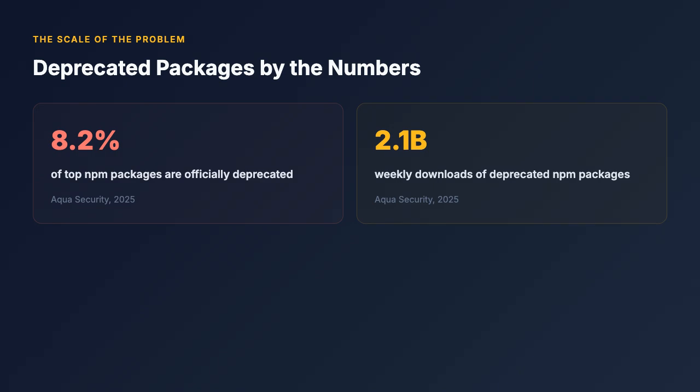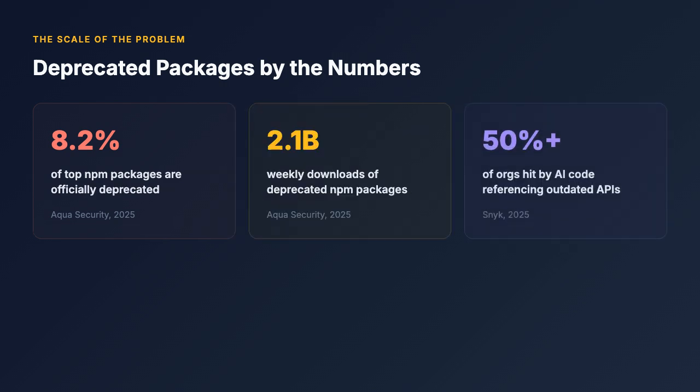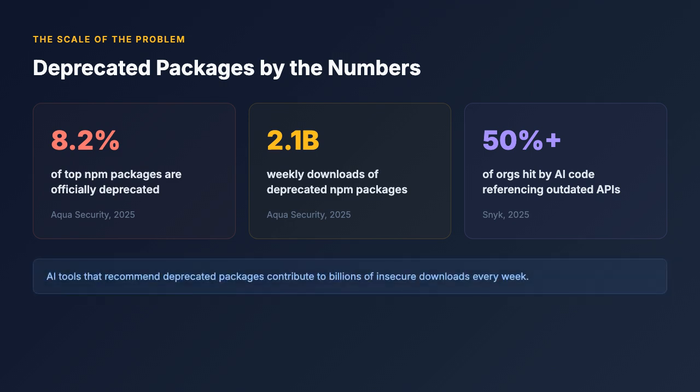Even more striking, NPM users download deprecated packages approximately 2.1 billion times per week. AI tools that recommend these packages contribute to this enormous volume. A Snyk survey found that over 50% of organizations experienced outages or security incidents due to AI-generated code referencing outdated APIs. These aren't theoretical risks. AI-suggested deprecated packages are actively contributing to billions of insecure downloads every week.